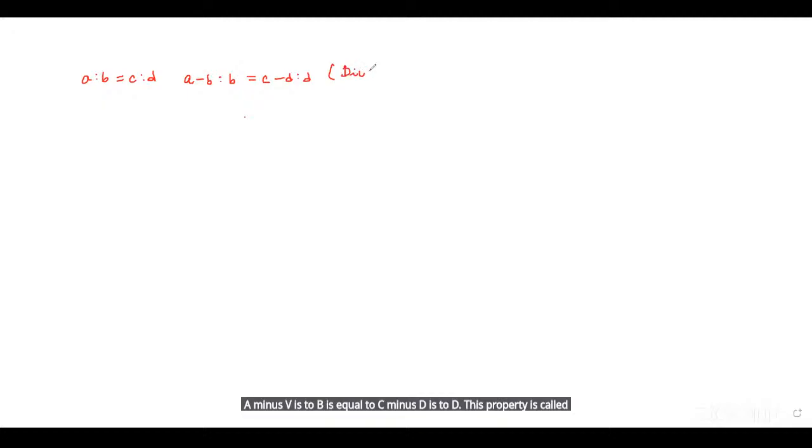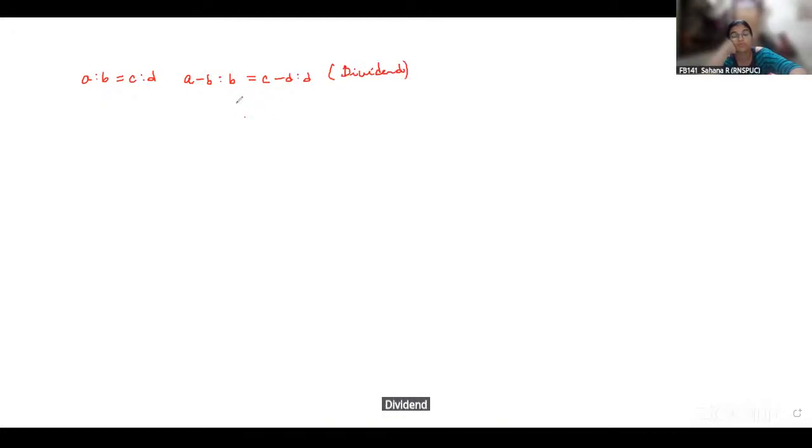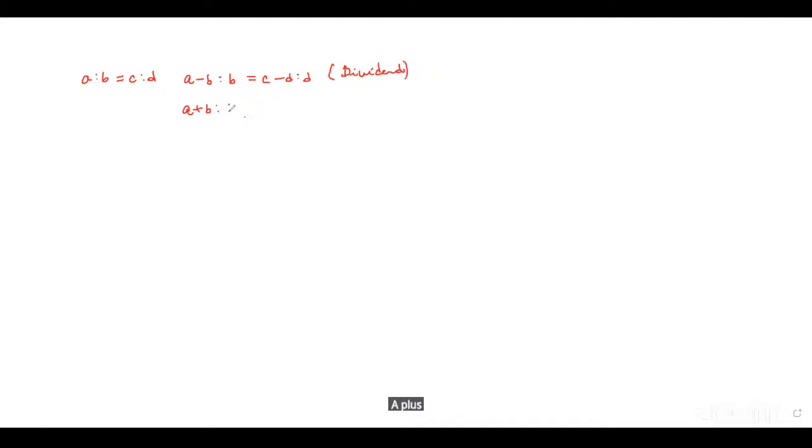What is the next property that we have? Now, the previous two properties that we learnt. If A is to B is equal to C is to D, A minus B is to B is equal to C minus D is to D. This property is called dividendo. A plus B is to B is equal to C plus D is to D. This is called componendo.